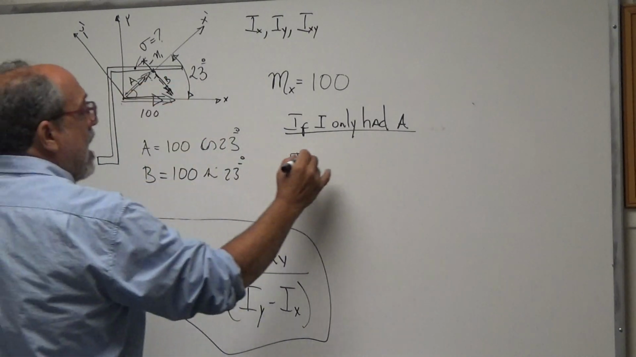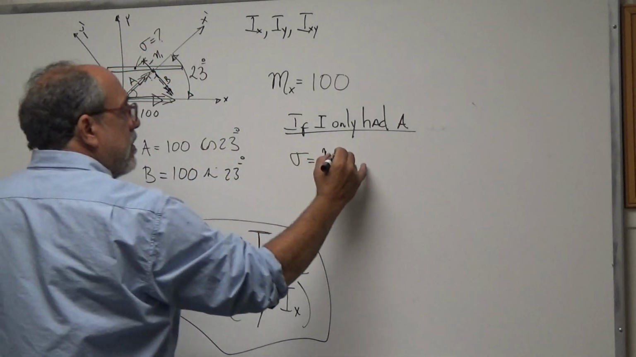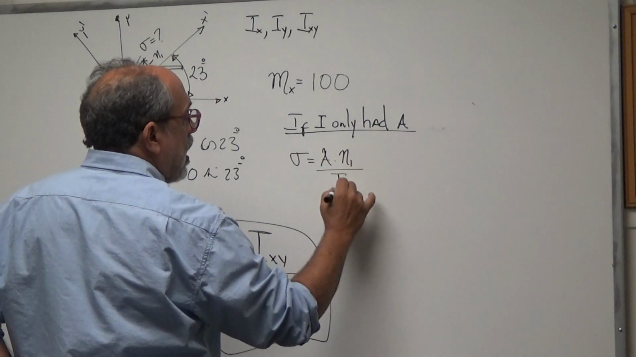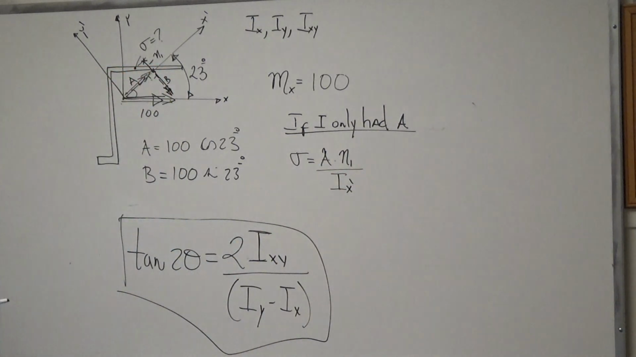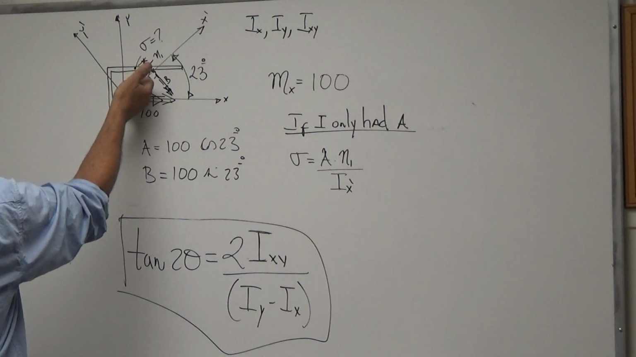So I can say the sigma, if I only had A, would be what? Would be A, which is the moment. The distance for that kind of a moment is N1. And the moment of inertia is the moment of inertia about x prime, right? Now, which sign would that stress have, tension or compression? If I was in class, from my prior experience, some people would say tension, some people would say compression. After a little while, there would tend to be a consensus, and the consensus is usually correct. And in this case, that is tension, right?